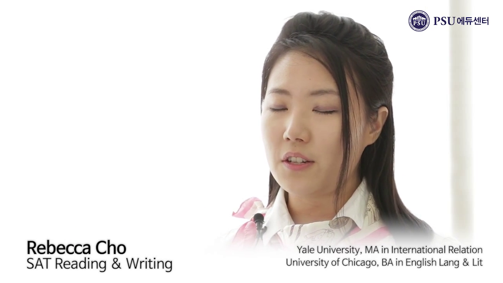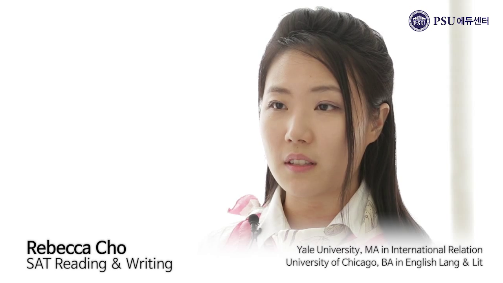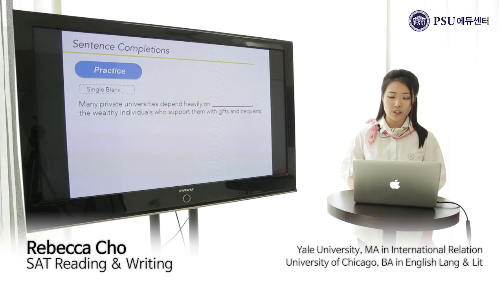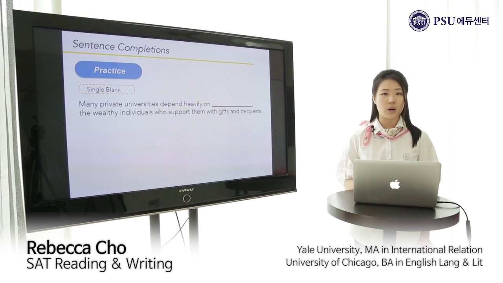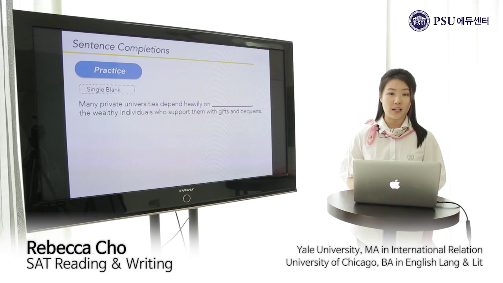But then you may look at this and you say, I don't know what the word bequests means. But that's okay, because structurally, the word and connects gifts with the word bequests, and you know that structurally this is a synonym. So even if you don't know what the word bequests means, you can just focus on the word gifts.